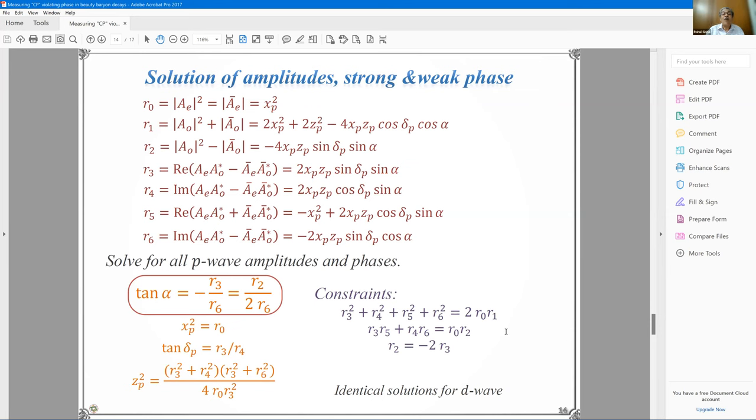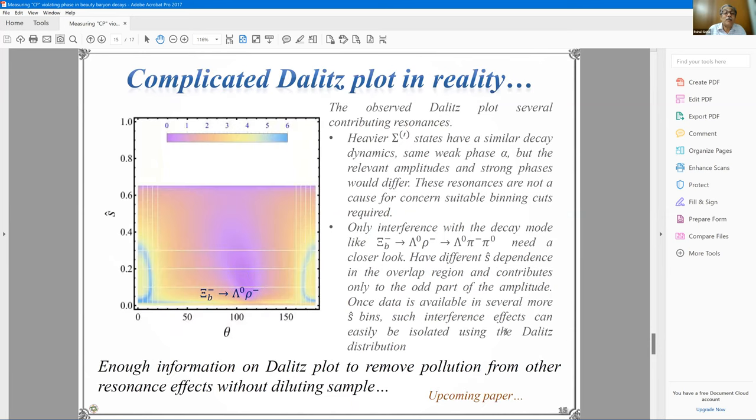Okay. Now, of course, in reality, the Dalitz plot is much more complicated. There are other resonances which will complicate things. For example, just as a sample for a different set of values, I've shown how lambda zero, rho minus will contribute. However, these are not difficult to isolate. The Dalitz plot in principle has enough information to separate such effects.